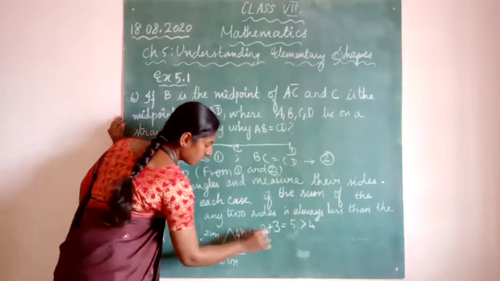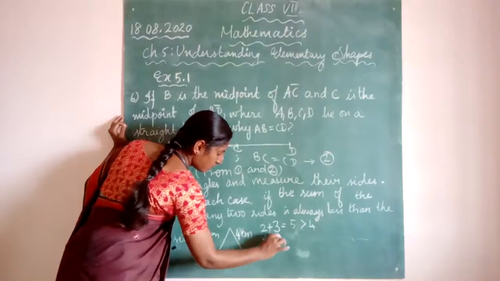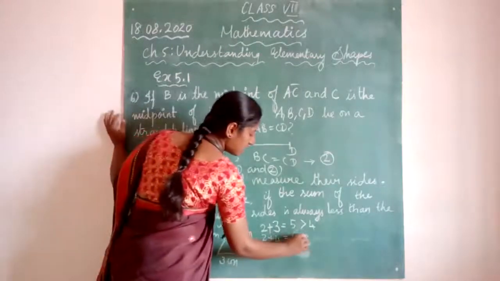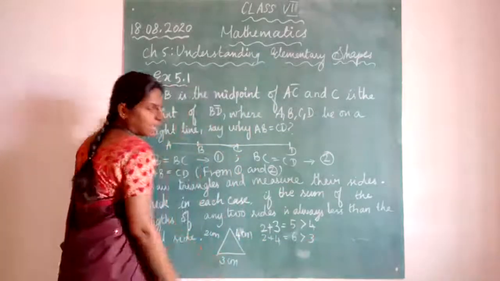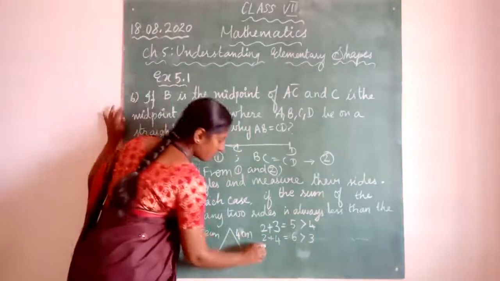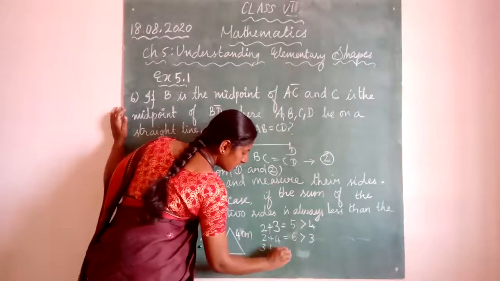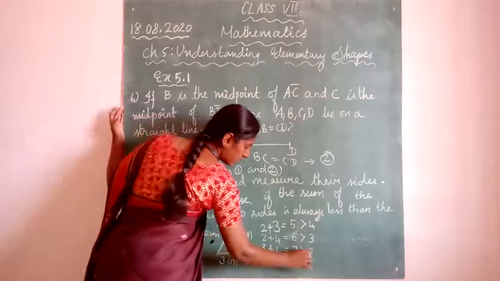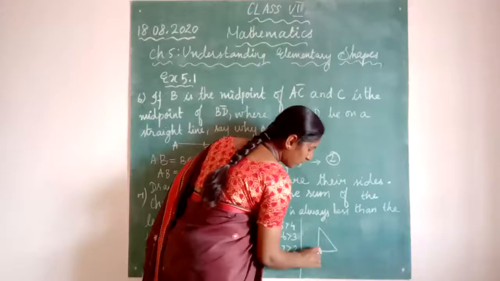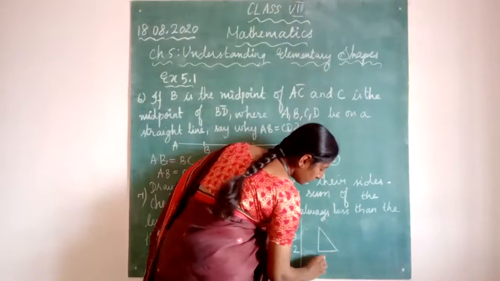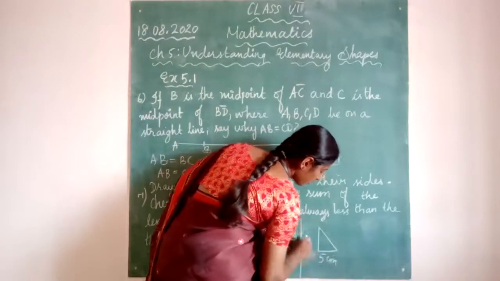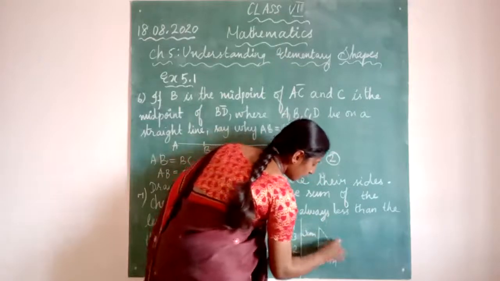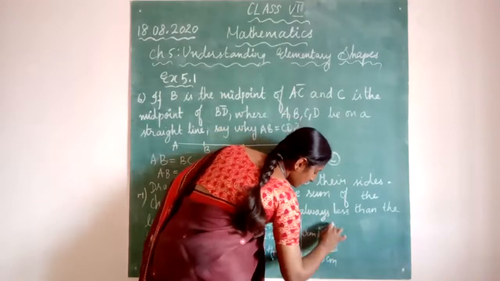Then let me take this 2. 2 plus 4 equal to how much? 6. It is greater than the third side or not? Yeah. Okay. Now you take 3 and 4. So 3 plus 4 is how much? It is 7. So 7 is greater than 2 or not? Yes. Is it clear? Okay. Now one more triangle with 5 centimeters, 3 centimeter. Okay. And let us have this to be 6 centimeter.